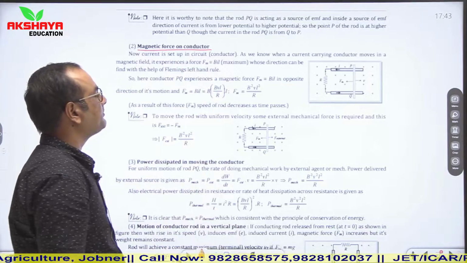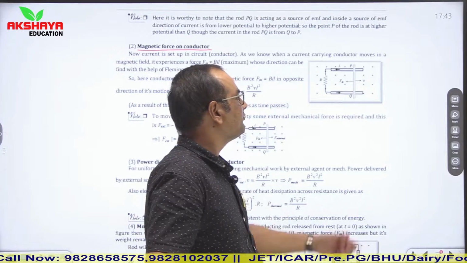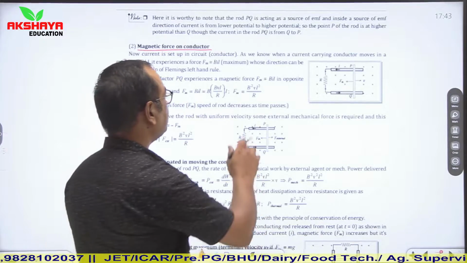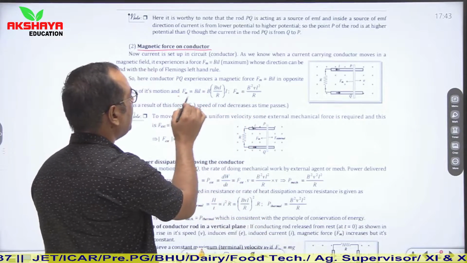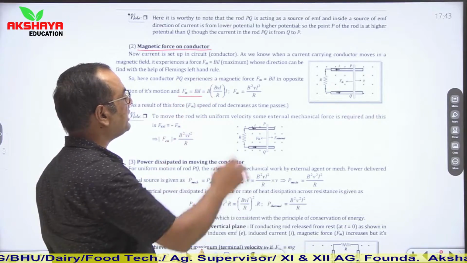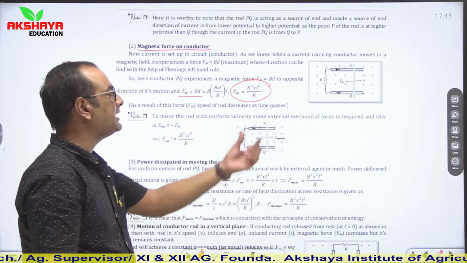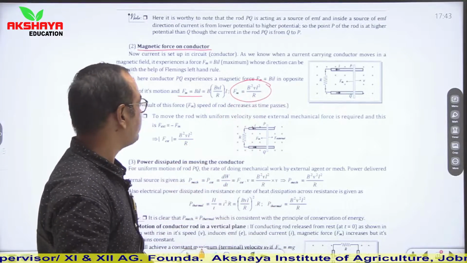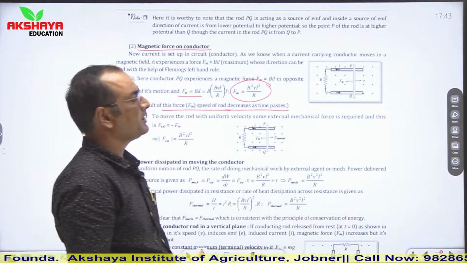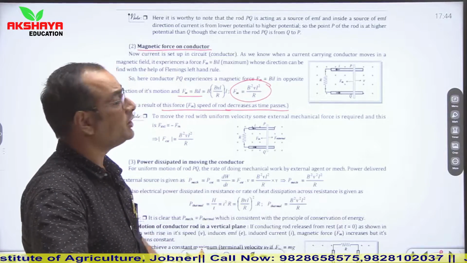Magnetic force on a conductor. So let us say this conductor is traveling in this uniform magnetic field with a velocity v. Then if we talk about force, this force will be F is equal to BIL, where I is the induced current, which is BLV upon R. So here the magnetic force can be calculated as B square L square V upon R. As a result of this force, the speed of the rod decreases as time passes. So we can say that as time passes, the speed of the rod decreases due to this magnetic force.